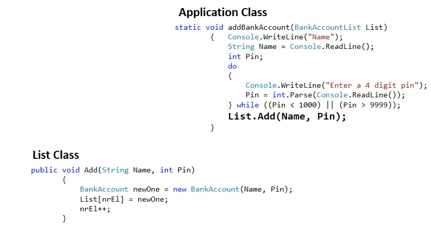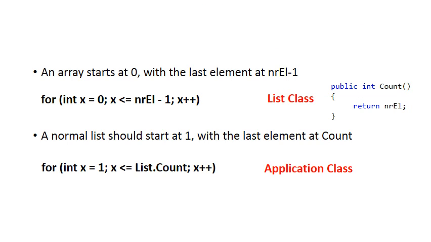In the application class, where the user interacts with it, you also have an add bank account method, but it first talks to the user. It finds out the name of this bank account, it gets a valid PIN, and then once it has the name and the PIN, it calls list.add. So it then calls the add method inside the list class. Before we continue with the other methods that I want to discuss, first this whole issue of numbering the elements in a list.